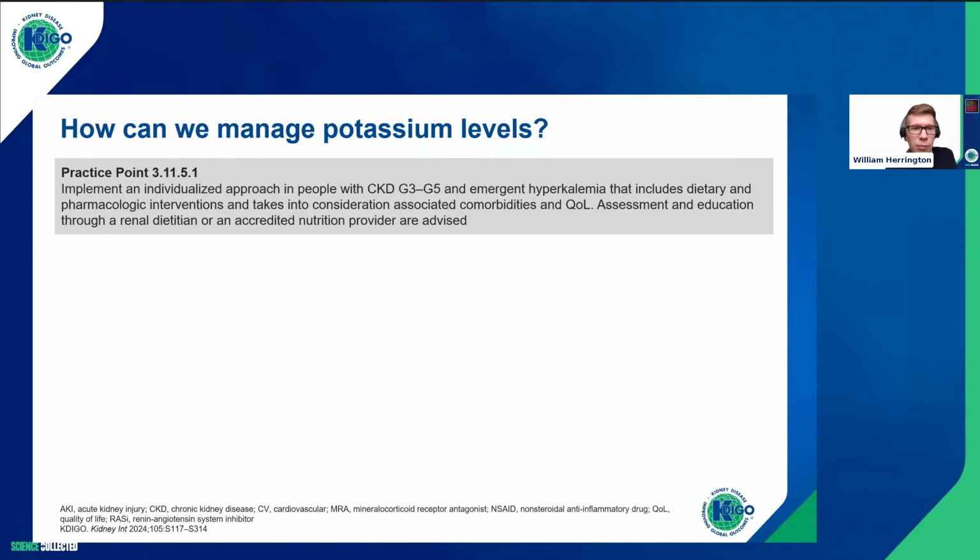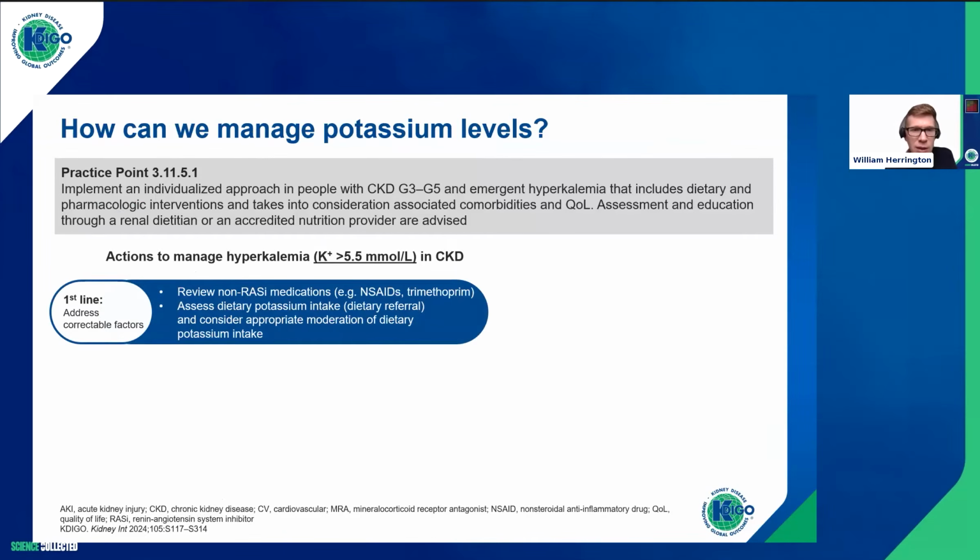Well, KDIGO has a practice point, and they suggest we implement an individualized approach in people with CKD G3 to G5 and emergent hyperkalemia, and that includes dietary and pharmacological interventions and involvement of a renal dietitian or accredited nutrition provider. And I actually think they're particularly important in this case because we've got a potassium which is slightly higher than one would expect. So there may be some explanation for this high potassium.